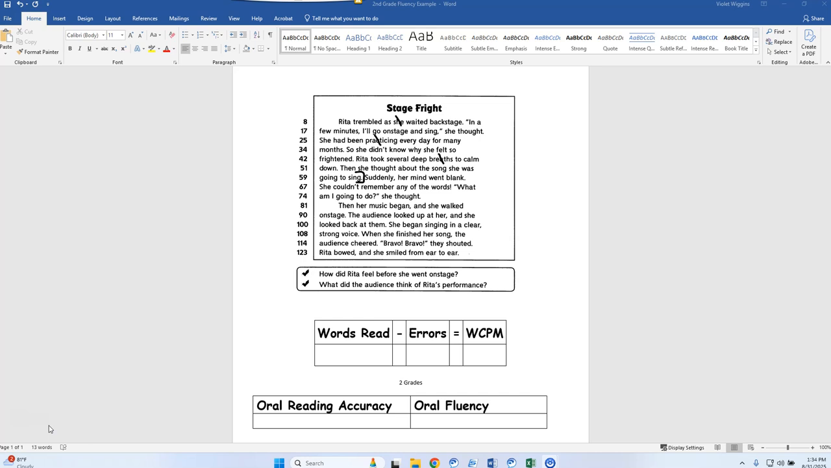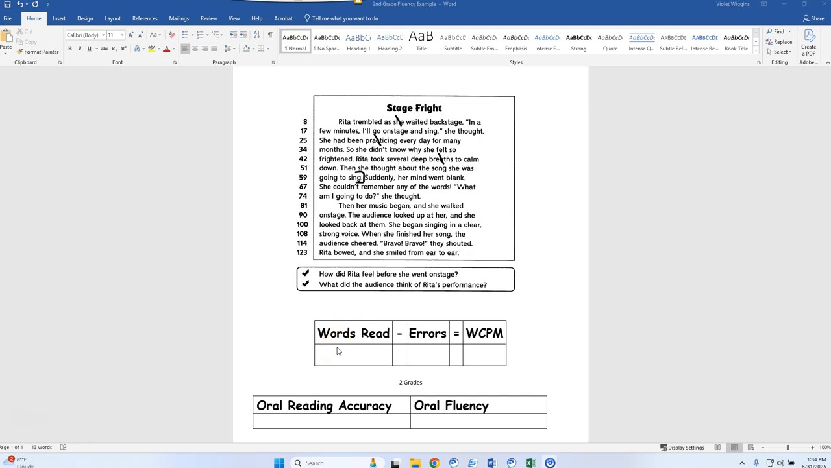All right, so after they have finished, as you see below, we have words read. Well, these numbers right here on the left-hand side help you figure that out without actually having to count each word. So we know she stopped right here. So she read all of 51, 52, 53, 54. That means 54 words were read.